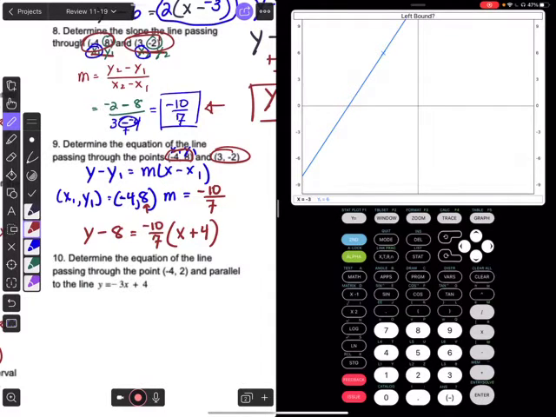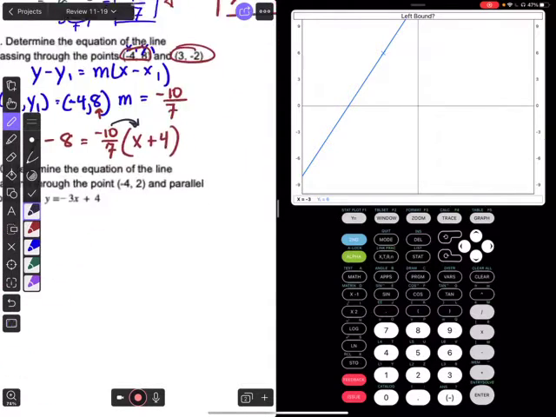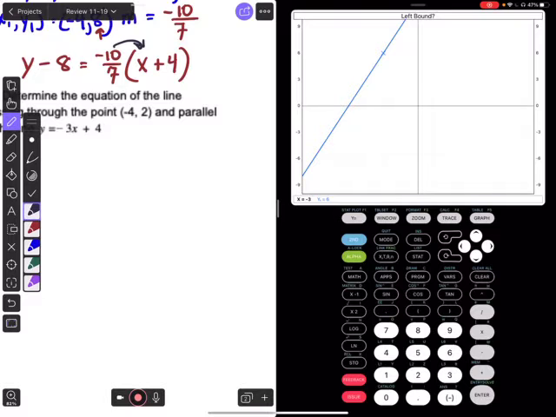Okay, so now we have to distribute this negative 10 sevenths. And a lot of students kind of get a little worried about that, but don't. The math looks like this. We got our y minus 8 on the left, negative 10 sevenths, times this 1 in front of the x is just negative 10 sevenths. So we get negative 10 sevenths x.